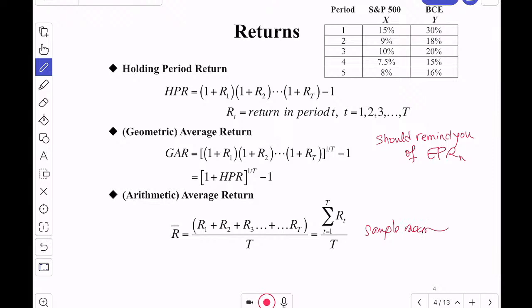So the rule is, if you calculate the geometric average return and the arithmetic average return, and they are the same, it doesn't really matter which one you use. What should you do if they're different? What do you suggest?